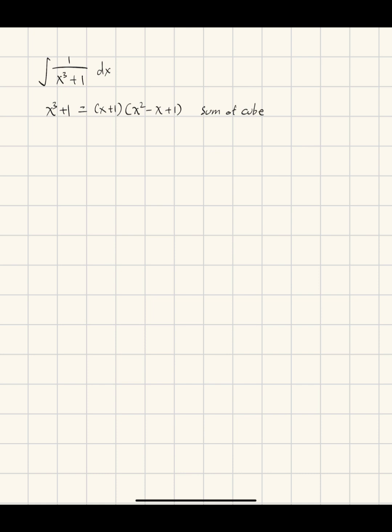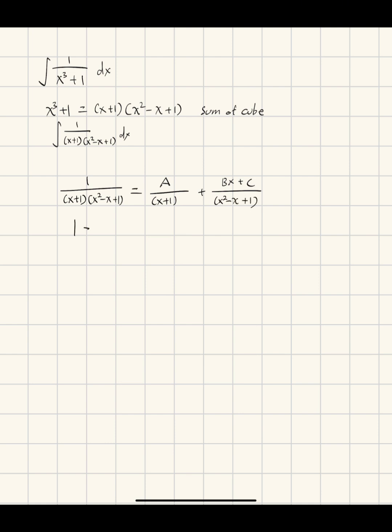Now the denominator is broken down, I'm going to rewrite the integral as 1 over x plus 1 times x squared minus x plus 1. Now we're going to use distinct quadratic factors to break it down. So 1 over x plus 1 times x squared minus x plus 1 equals a over x plus 1 plus bx plus c over x squared minus x plus 1.